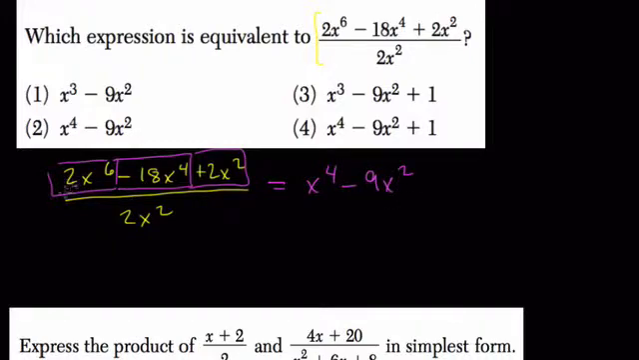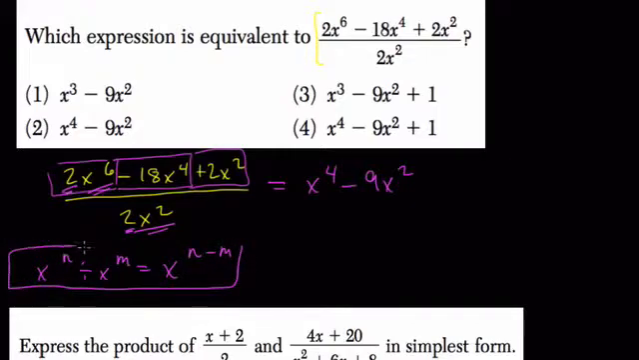All I'm doing for each of these, I divide the numbers, 2 by 2 is 1, and then divide the exponents here by subtracting them. Remember that rule, if you have x to the n divided by x to the m, that equals x to the n minus m. I'll apply that rule right here, amongst others. So negative 18 over 2 is negative 9, x to the 4th over x squared is x to the 2nd, and then 2 divided by 2 is 1, x squared divided by x squared is 1, so it's plus 1. Okay, so that gives us an answer. We have choice number 4.